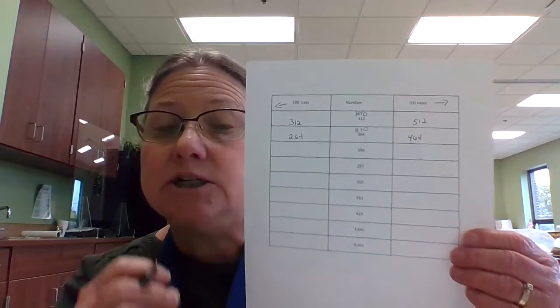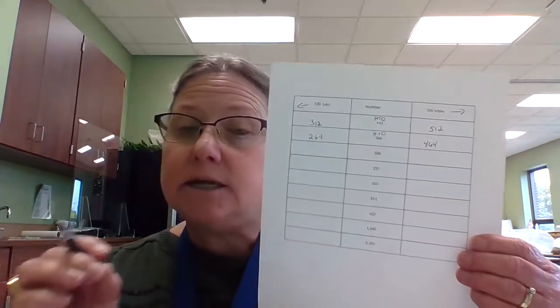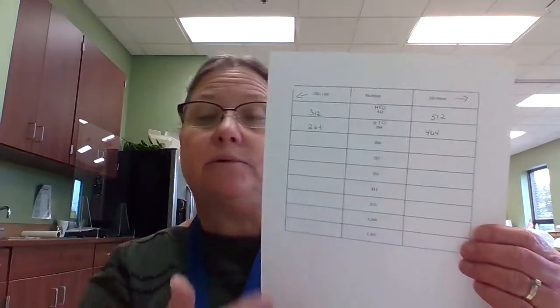So I want you to try to figure out the rest of those. We're only changing hundreds. Your tens and your ones should be the same number that they are right here. Your hundreds is changing. If it's less, it goes down by 1. If it's more, it goes up by 1. Okay? And that is your math.